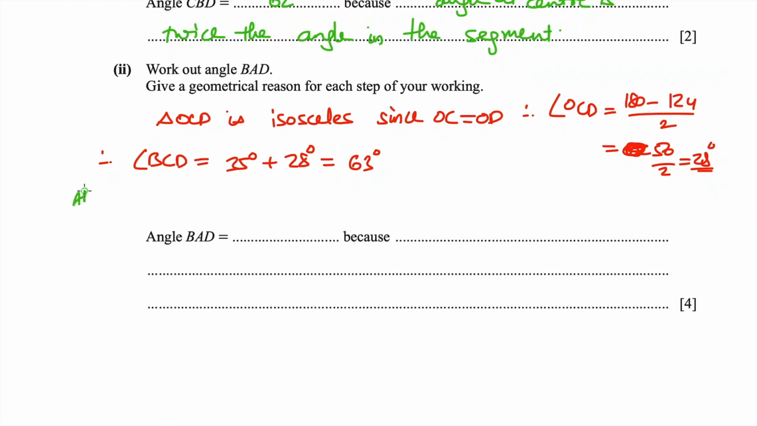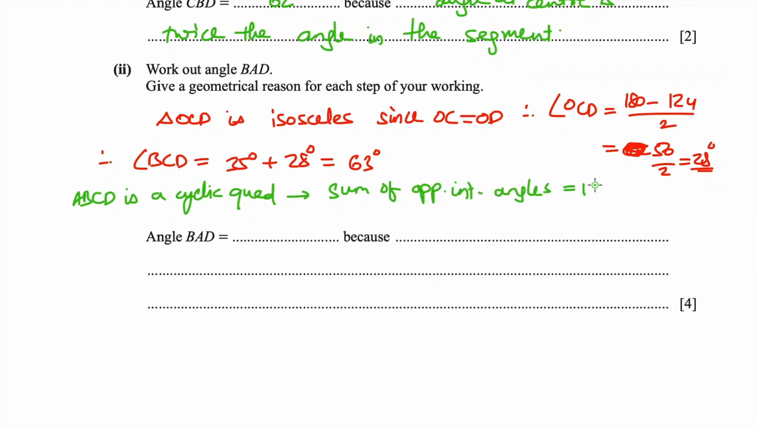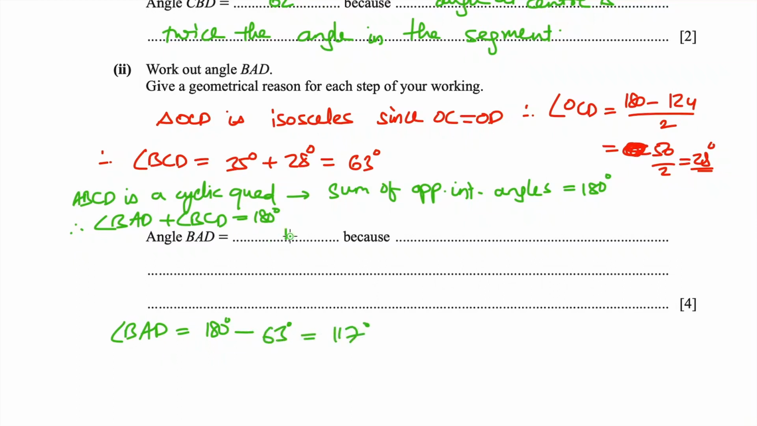Now ABCD is a cyclic quadrilateral. That implies sum of opposite internal angles is equal to 180 degrees. So therefore angle BAD plus angle BCD is equal to 180 degrees, and from here I can write angle BAD is equal to 180 degrees minus 63 degrees, which is 117 degrees.